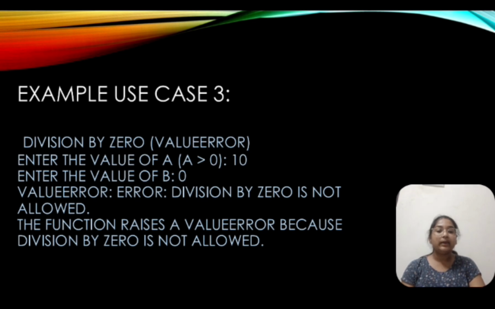So A should be greater than 0, the condition satisfies, and 10 is greater than 0. Well, coming to B, the value of B is given as 0, where B should not be equal to 0, and the value given is equal to 0. So value error is that division by 0 is not allowed. So the function raises a value error because division by 0 is not allowed.